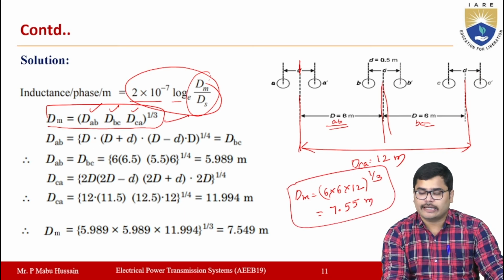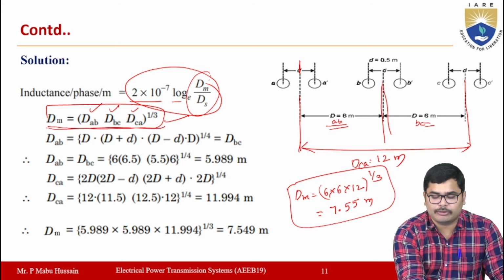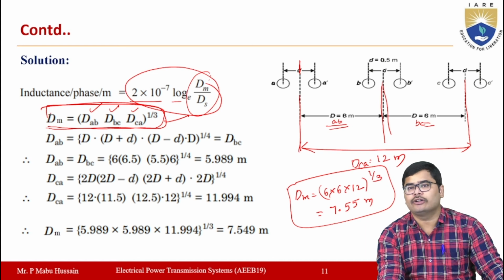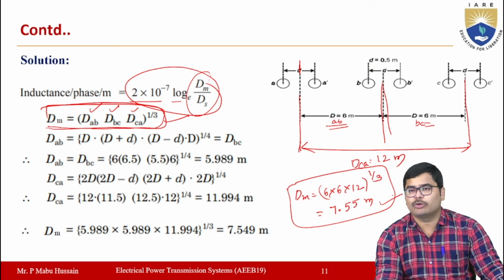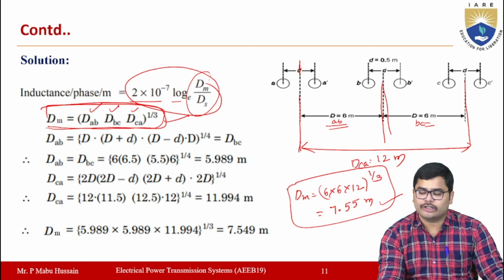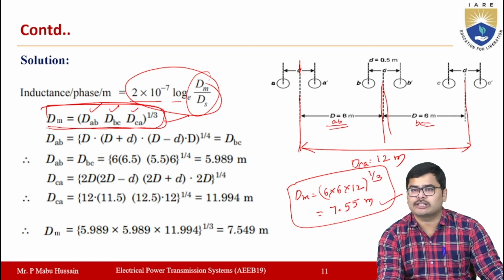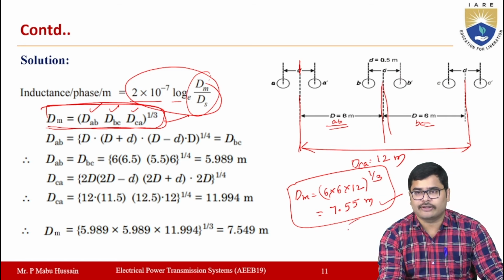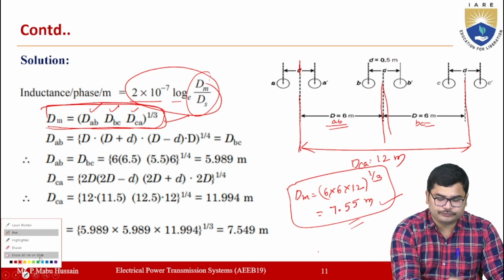So by considering the center to center distance, you can calculate the Dm value by using this expression, (DAB, DBC, DCA) whole to the power of 1 by 3. Then you will get the value of Dm equal to 7.55 meters. Okay, so it is better to use this procedure only, because the other procedure is somewhat difficult, not much difficult, but this is the easy way. If you want to calculate in another way also, I will tell you.